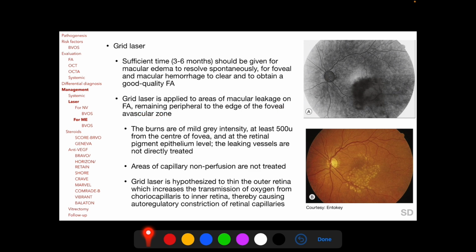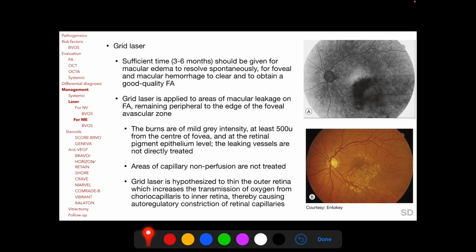Grid laser is applied to areas of macular leakage on fluorescent angiography, avoiding the foveal avascular zone. This photograph shows a fluorescent angiogram with the shades reversed, with this area showing hyperfluorescence due to macular leakage, and this hyperfluorescent area corresponding to the foveal avascular zone. And this is the color photograph of the same eye following application of grid laser to the area of macular leakage. So a fluorescent angiogram is mandatory prior to application of grid laser.